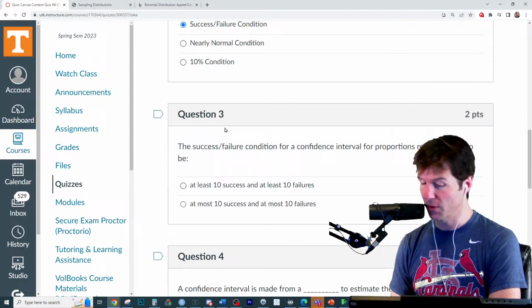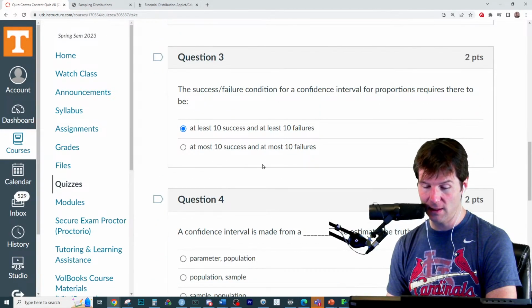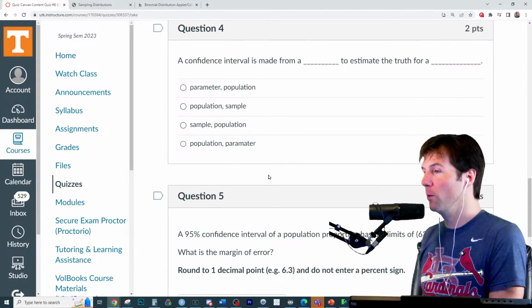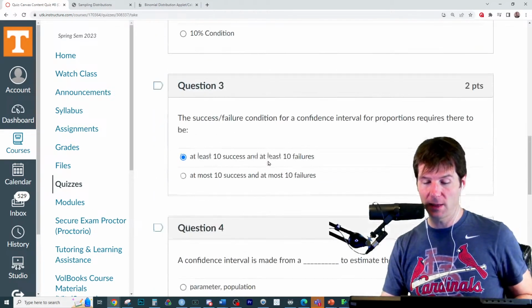Which of these is not a requirement for testing means? Success failure. That's only for proportions. We need at least 10 successes, at least 10 failures. I do like this one. Don't even read the answers.